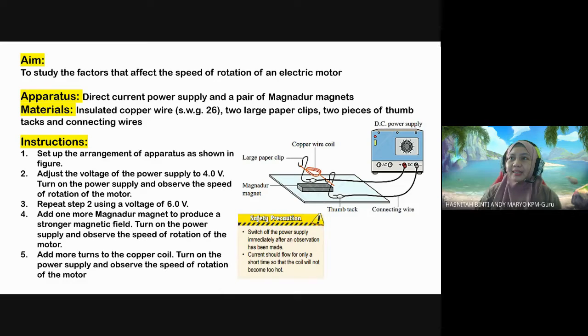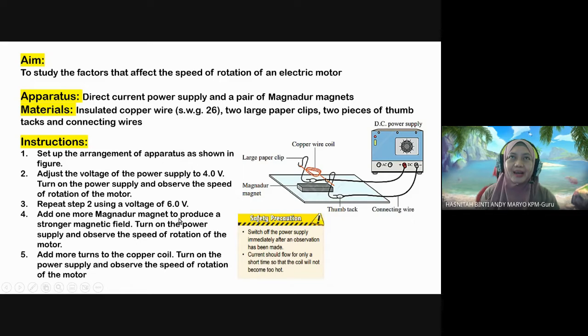This is the setup of the apparatus. As you can see, the power supply is connected to a direct current. The copper wire coil is placed in between the magnetic field, and we are using a permanent magnet there. If you read the procedure from number 1 to number 5, we adjust the voltage to 4 volt, and then we observe the speed of rotation of the motor. Then we repeat this experiment by increasing the voltage to 6 volt.